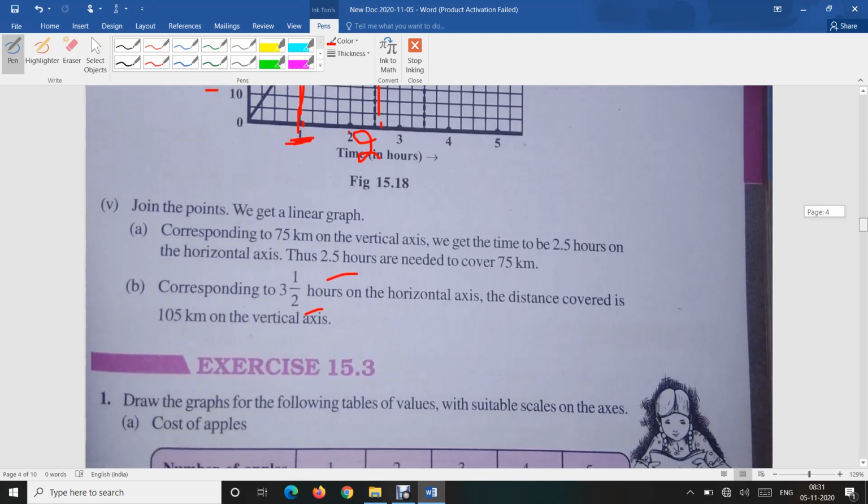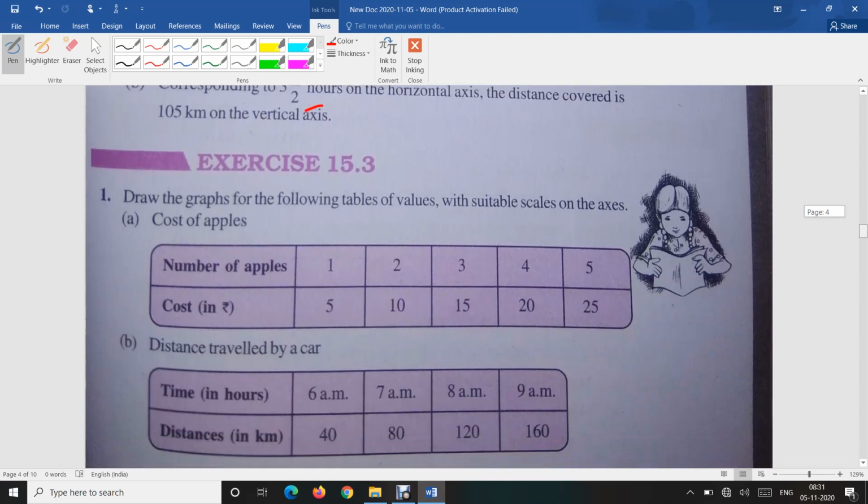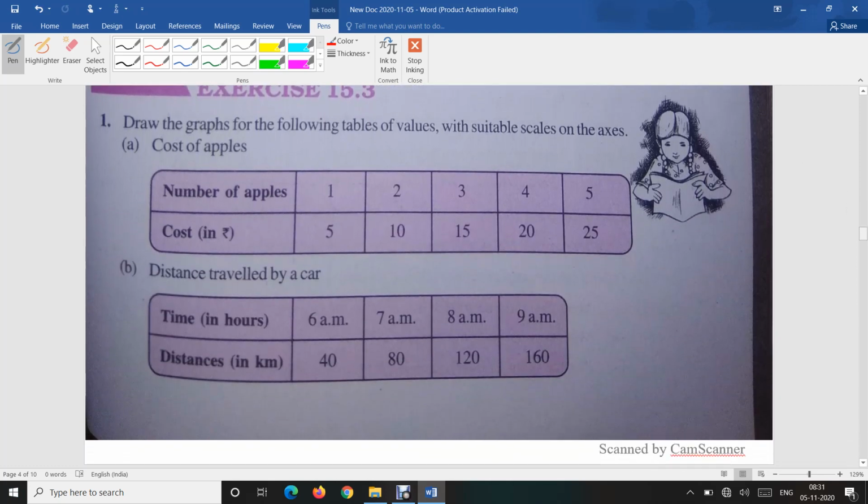Now let us move towards the exercise, which is exercise 15.3 of your book. And here is question number 1. Question number 1 says draw the graphs for the following tables of values with suitable scales on the axis. You have to choose the scale first. After that you can draw the graph.